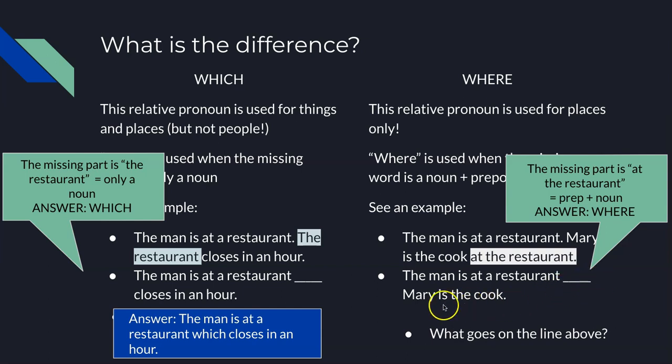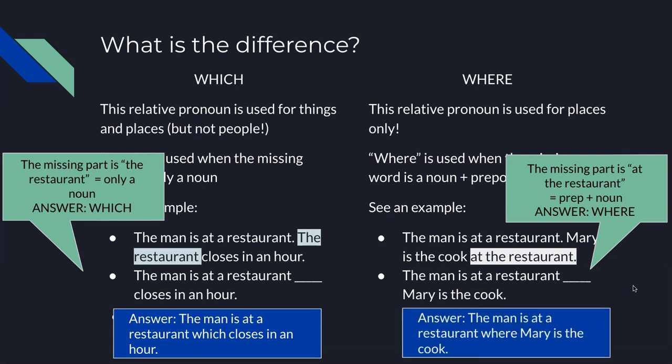So you see, for the second clause to make sense, we need to have the preposition in this missing part, in this blank space. So because the answer includes the preposition at, that means that the pronoun I need to use is where. I cannot use which.